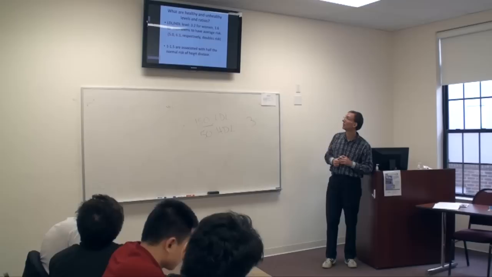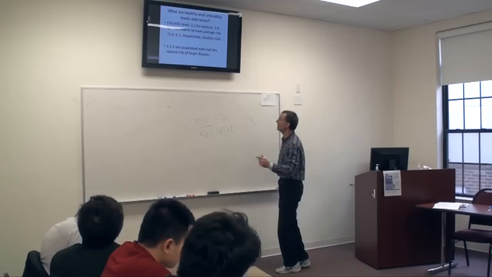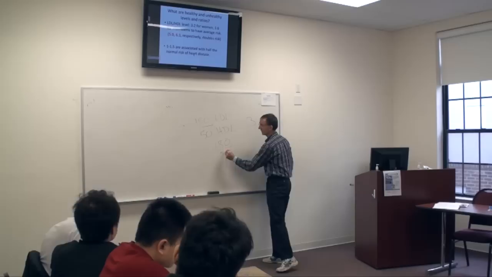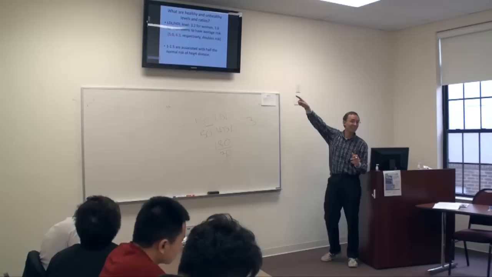Now, if this ratio gets up to 5 for women, let's say it's 180 to 30. What's this ratio? 6. All right? You see the red here? Okay? Watch out. This doubles the risk.